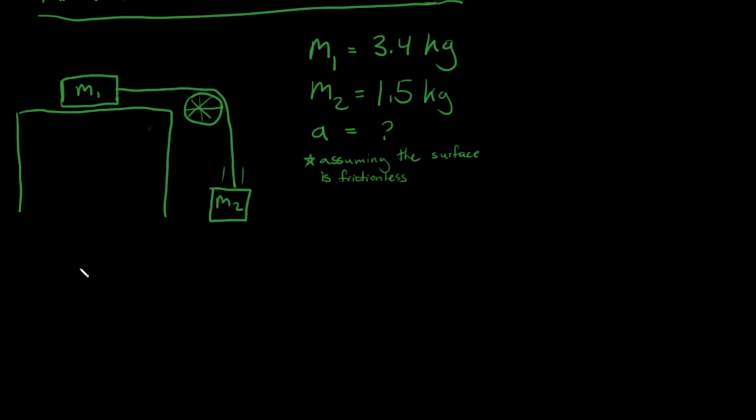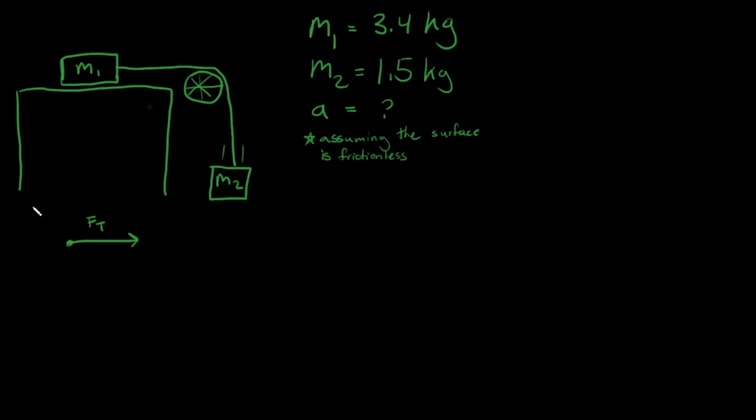So over here on mass 1, since it's frictionless, the only force is from the string, so we can say the only force is this way from force tension. Now over here on mass 2, we have force tension pulling it up and force of gravity pulling it down. So we can write that for, we'll just label it mass 1. And for mass 2, we have force tension and force of gravity.